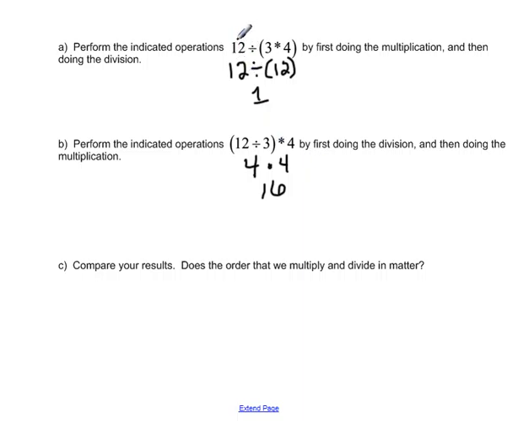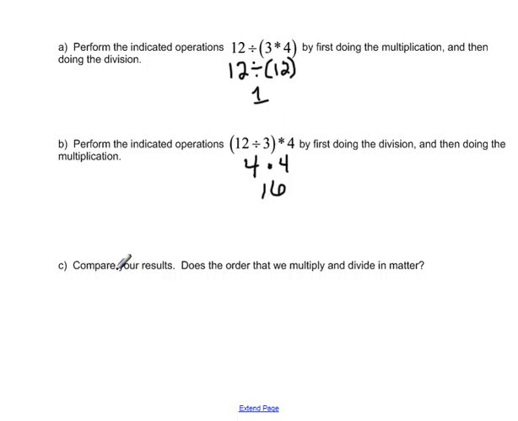So notice what we have here. In the first problem, we had 12 divided by 3 times 4. Second one, 12 divided by 3 times 4. So the pieces were all in the same order, but what I did first changed. The parentheses let me do different pieces first. And we can see that makes a difference.